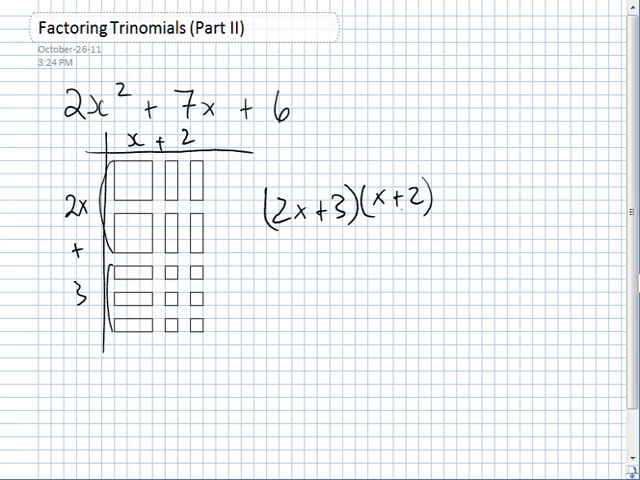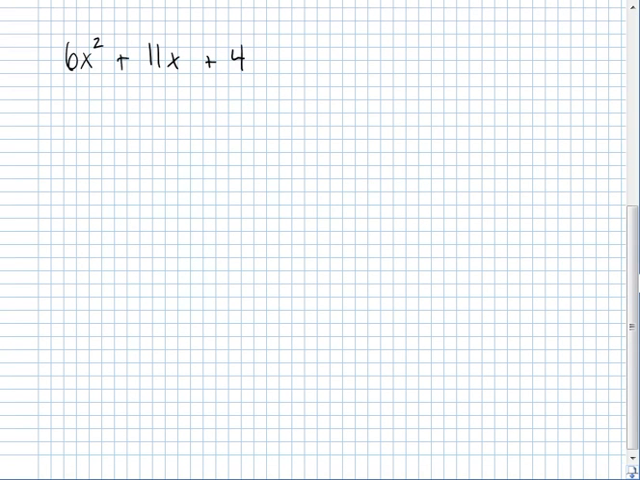Okay, and so that works for the very simple ones where these are both positives. Well, I can let you try another example here. So I'll give you this one here. You can go ahead and try to arrange all these algebra tiles into a rectangle and then read off the dimensions. Go ahead and try this one here. Okay, 6x squared plus 11x plus 4. So go ahead and arrange all those algebra tiles into a rectangle and see if you can come up with the factors. I'll show you the answer in a few seconds here.